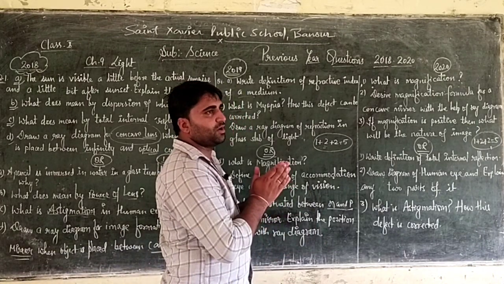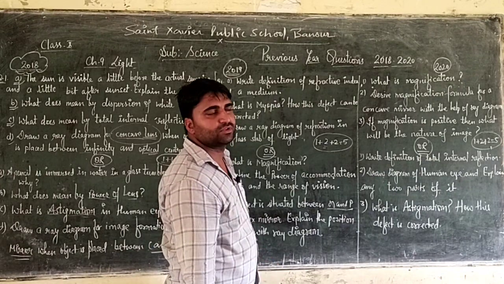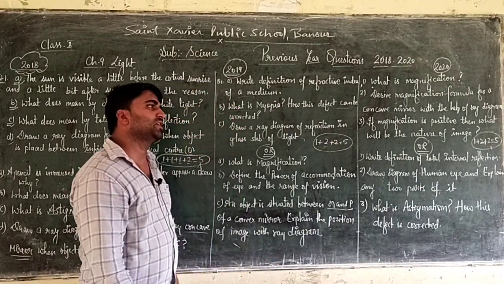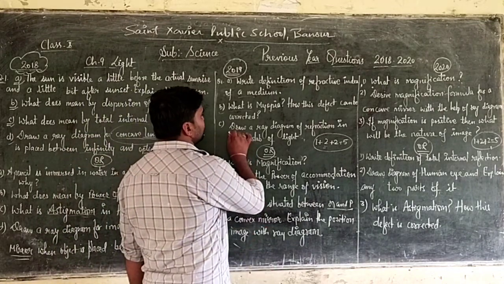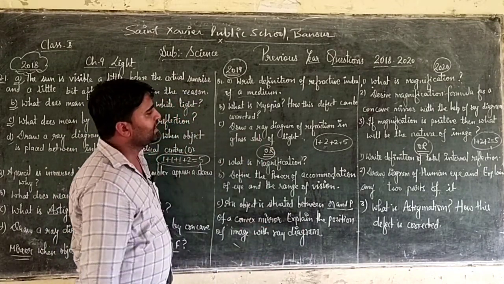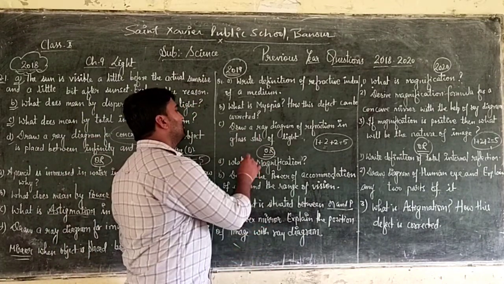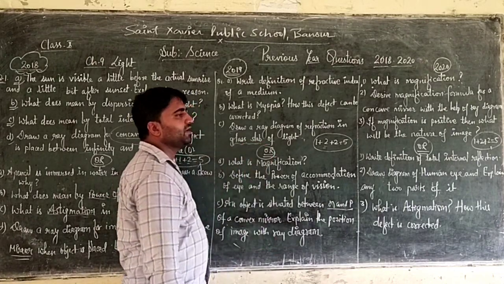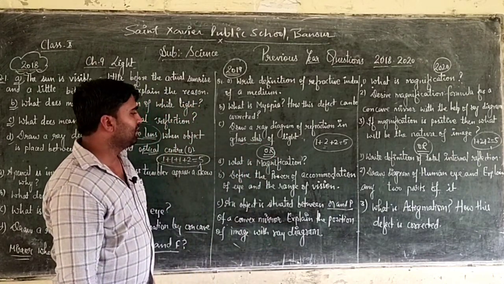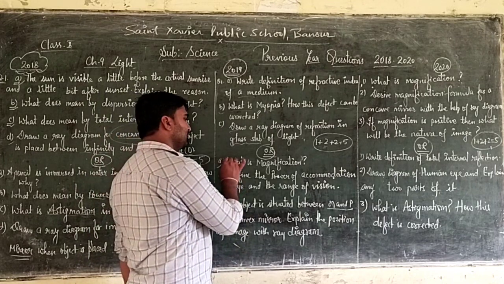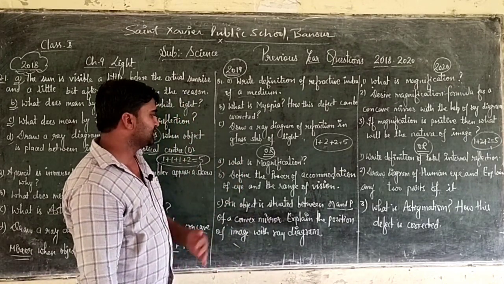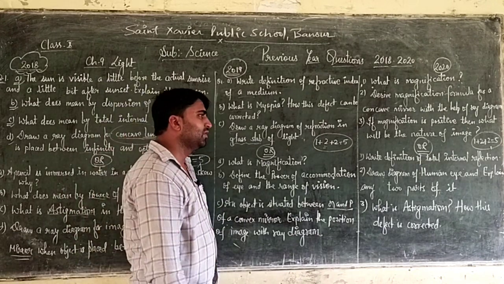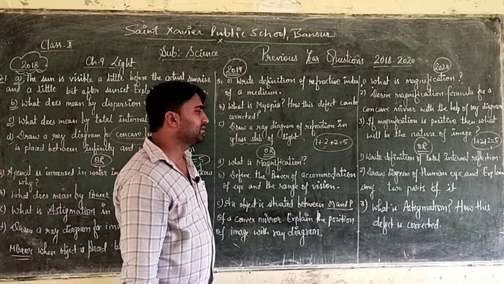So at that time we have to diverge the rays, and for this we will use a divergence lens, and that is concave. A ray diagram also we have to draw here, but for the glass lab experiment we have to do this. Now you can see here what is magnification. This is the first part of this, and the second: define the power of accommodation of the eye and the range of vision.